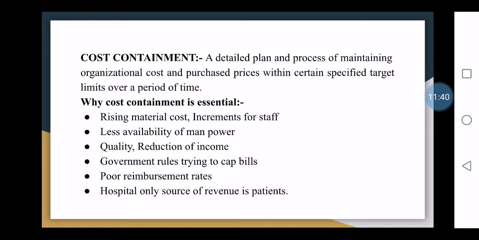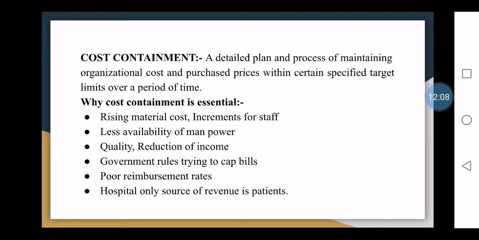So we have a rising cost of material, we have less availability of manpower, reduction of income, and government new rules and policies on capping the bills. They will not allow the private hospitals to have very high billing systems. With poor reimbursement rates, they have to depend upon third parties or other agencies for the billing system.